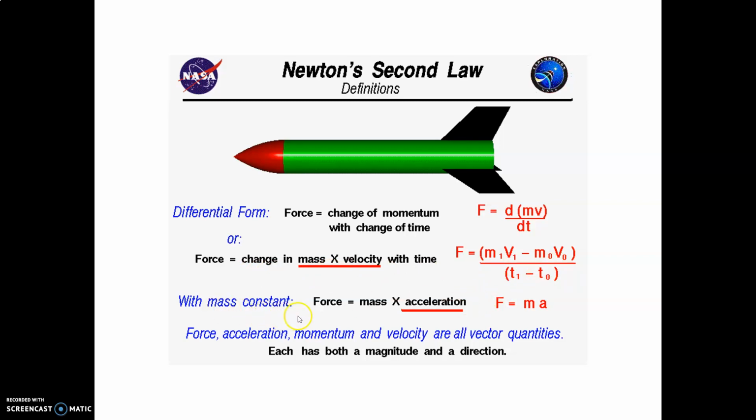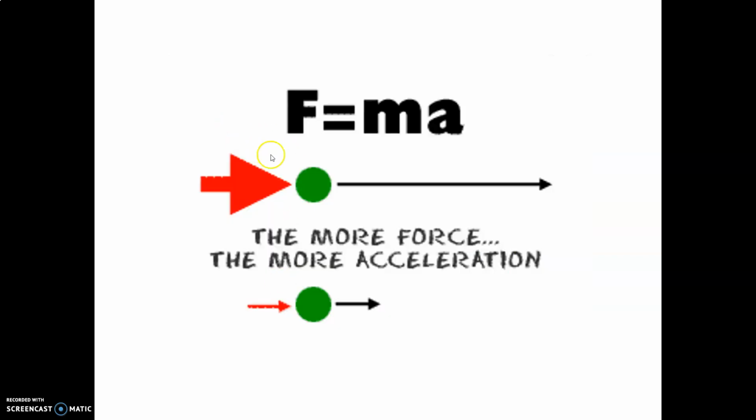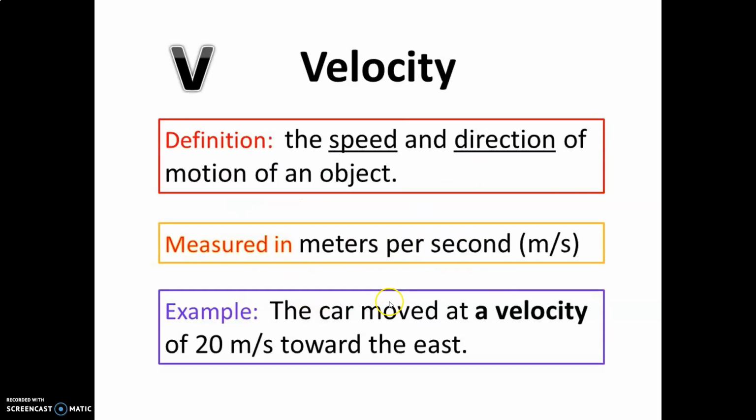With mass constant, force is equal to mass into acceleration. Force is equal to m into a. Force, acceleration, momentum and velocity are all vector quantities. Each has both magnitude and direction. You discuss this in physics, but we have to use this concept to define the differential equation form. So always remember that F is equal to mass into acceleration. The more force, the more acceleration there is.